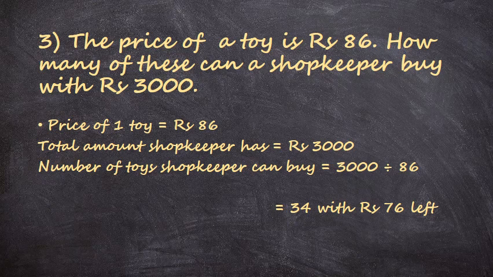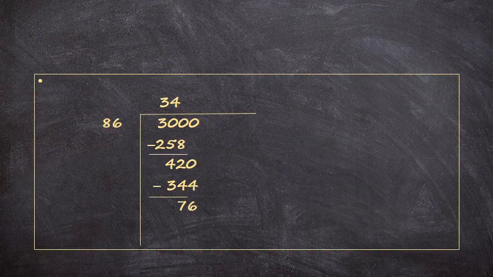Now here you can see why I have written here with rupees 76 left. 34 is there, we can leave it as it is, but why I have mentioned here rupees 76 left, that we will see in the next slide. Let's see the division. 3000 divided by 86, we get 34 as quotient, and while proceeding with the method, we get 76 as remainder. So here you can see in our answer we have written 34 with rupees 76 left.